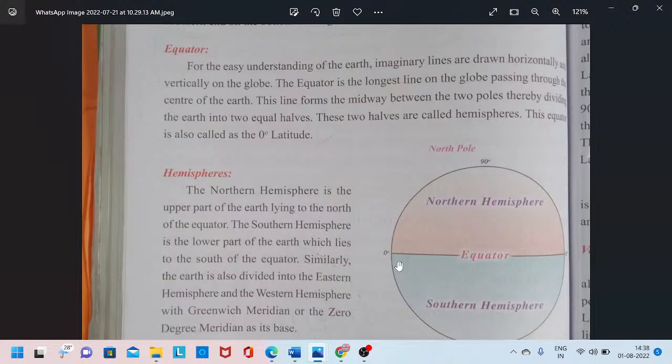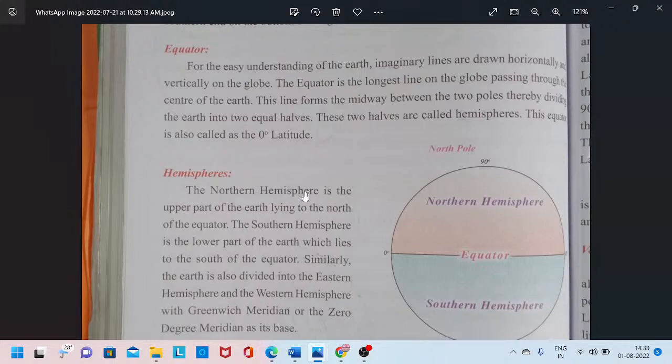The line which is passing in the middle is called the equator, that is 0 degrees. From the equator to the north pole, that part is called the northern hemisphere, and towards the south pole, that is the southern hemisphere. Actually, what is a hemisphere? Let us see now.